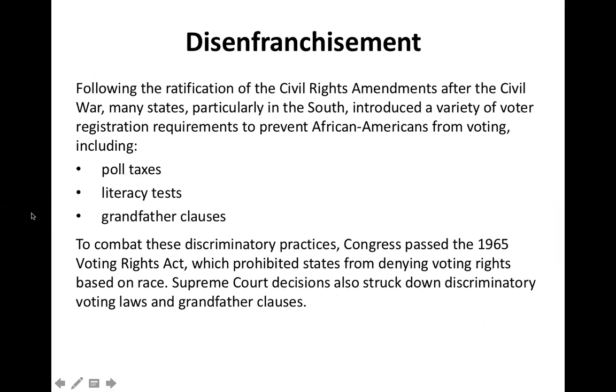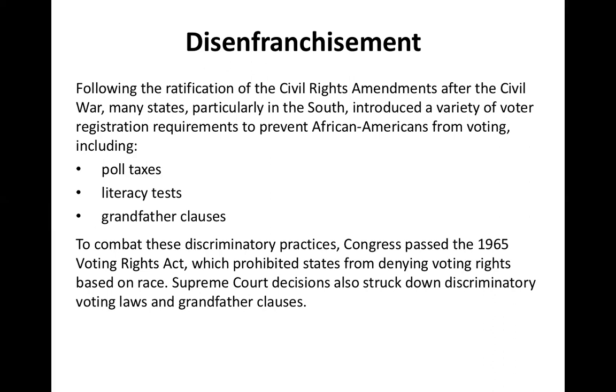So again, going to disenfranchisement. Following the ratification of the Civil Rights Amendment after the Civil War, many states, especially in the South, introduced a variety of voter registration requirements to prevent African Americans from voting. This included poll taxes, literacy tests, and grandfather clauses.